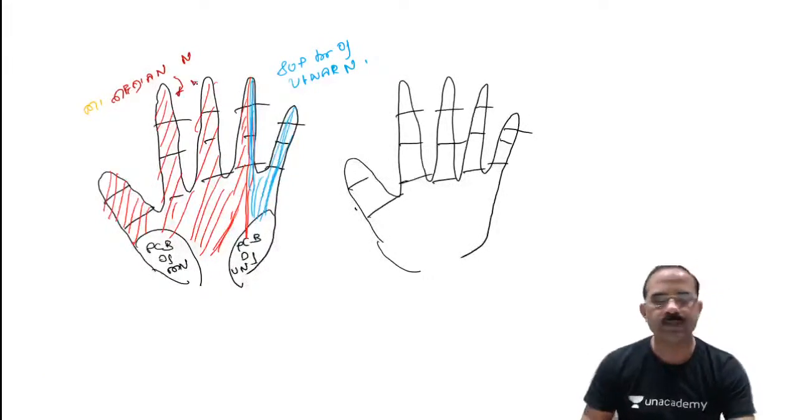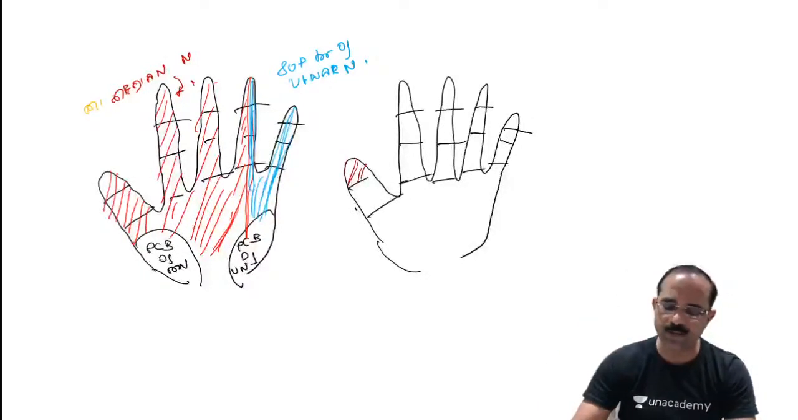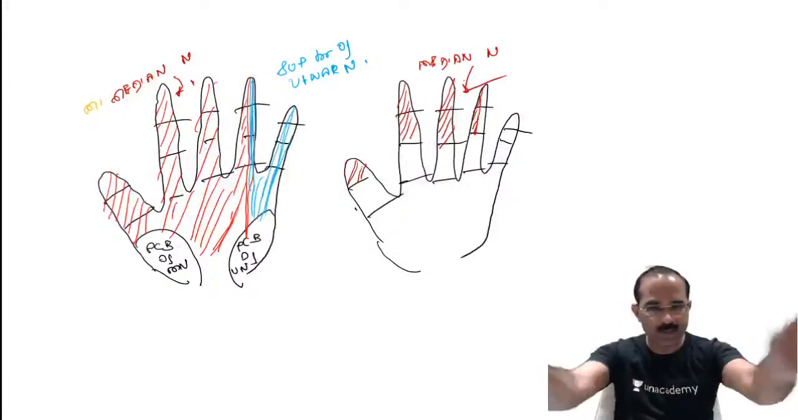Now, the same median nerve goes to the dorsal aspect. Students, the same median nerve goes to the dorsal aspect, supplies the distal phalanx of the thumb, distal and middle, and distal and middle half. This is median nerve. I want you to be very clear with this.